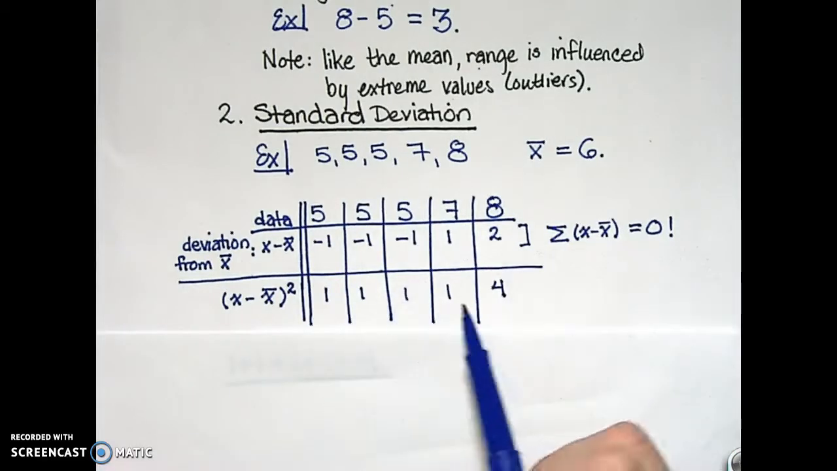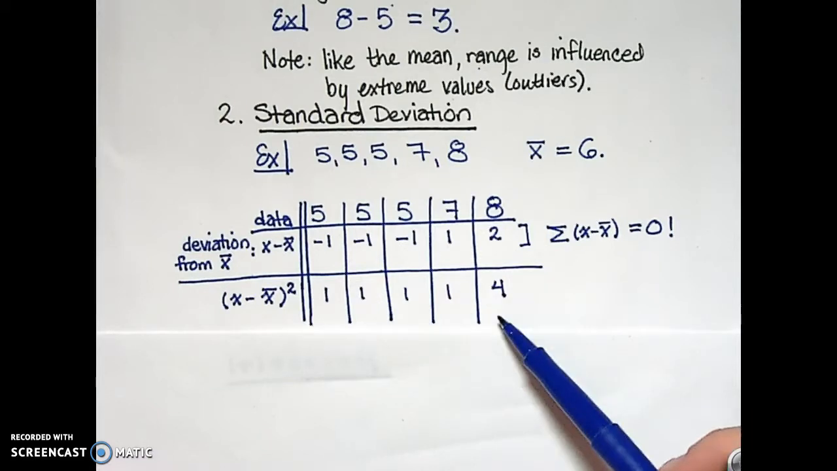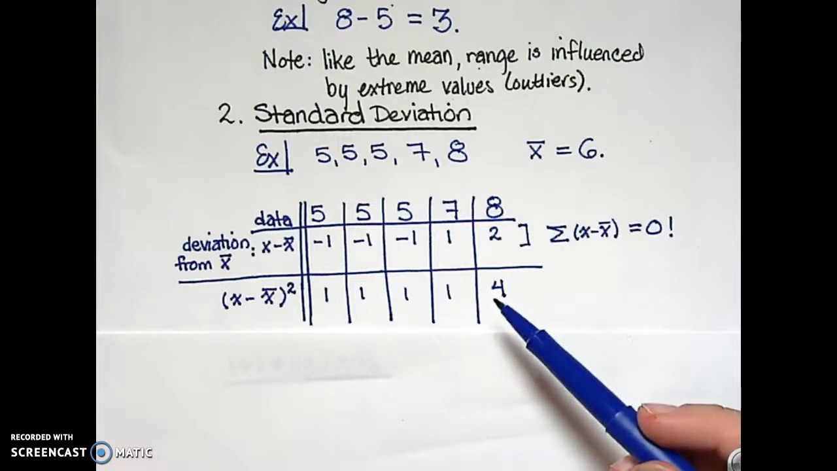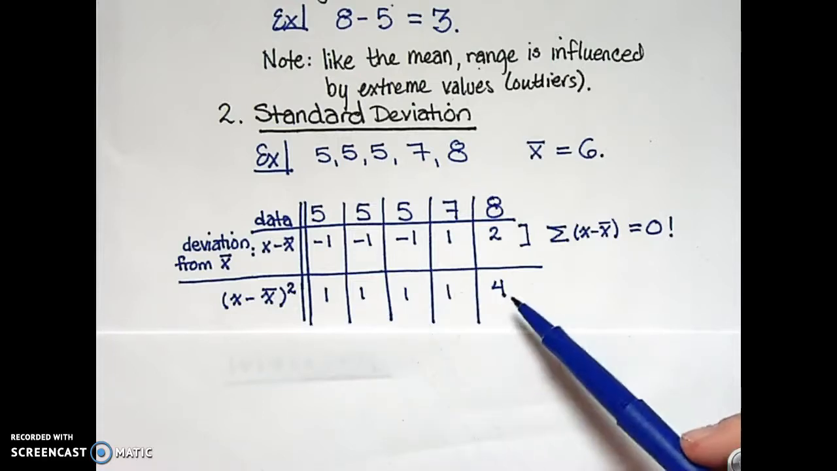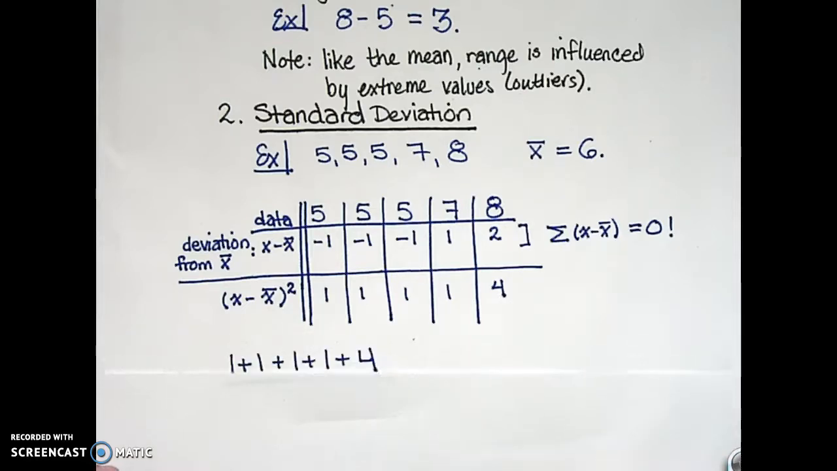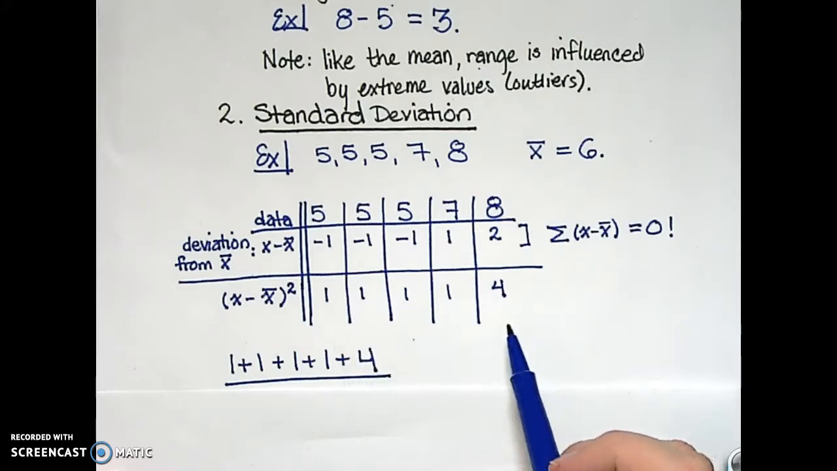So what we have in the second row then is the square of the deviations each data value is from the mean. If we wanted to get an average of these deviations squared, we would think about adding all these values up and then dividing by the number of data points. So it makes sense for us to at least consider that. So we would add up 1 plus 1 plus 1 plus 1 plus 4.